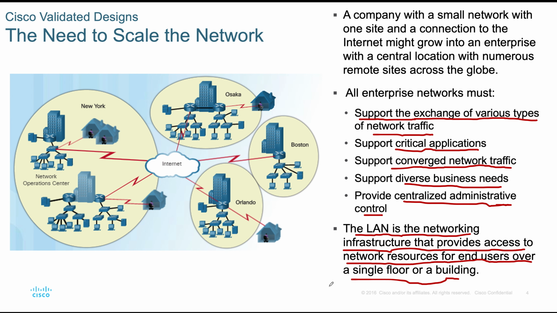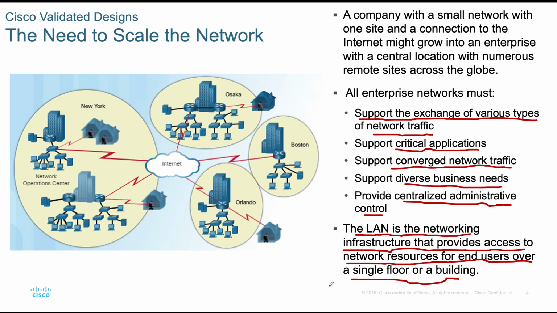Another thing is that your enterprise network must be able to support critical applications. Okay, critical applications for your business. And then another feature that must be in place for your enterprise network is that it must be able to support converged network traffic. So when there is converged traffic coming from different offices to one location, for example, there is network traffic coming from New York to Boston.